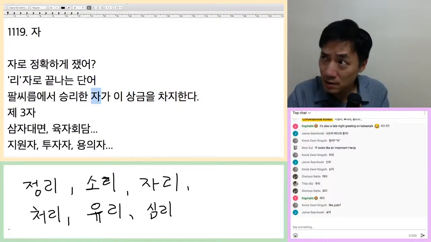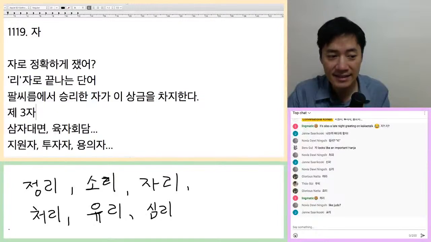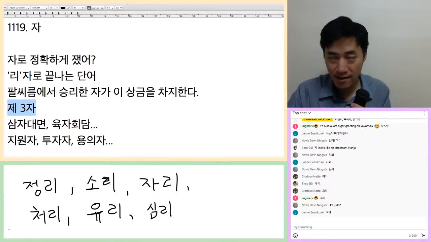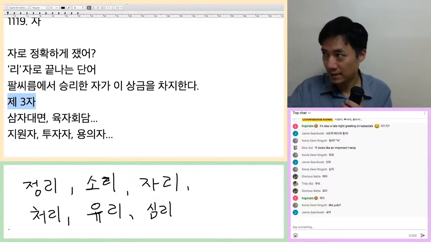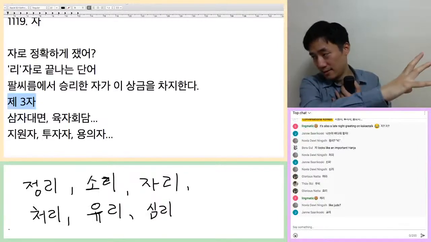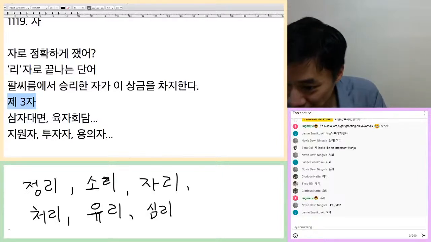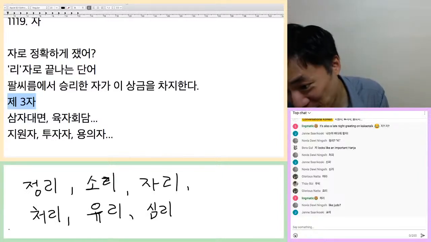Sometimes it can be like son. Sometimes it can be like person. Or something like that. And 제3자. Third party person. I, you, we're talking, and the other guy. 제3자. The third party person. 제3자. 의리, 요리, 교리. Oh, good one.